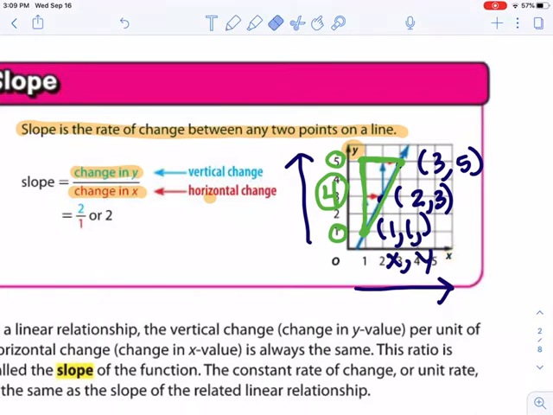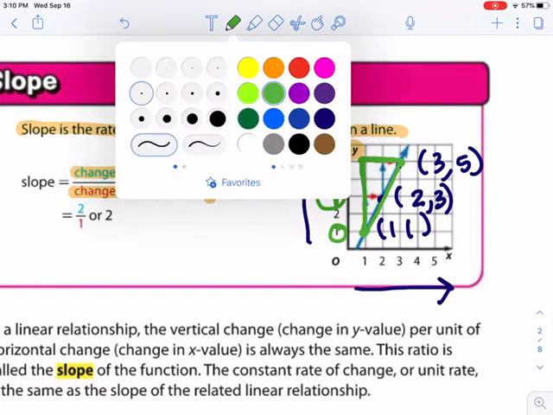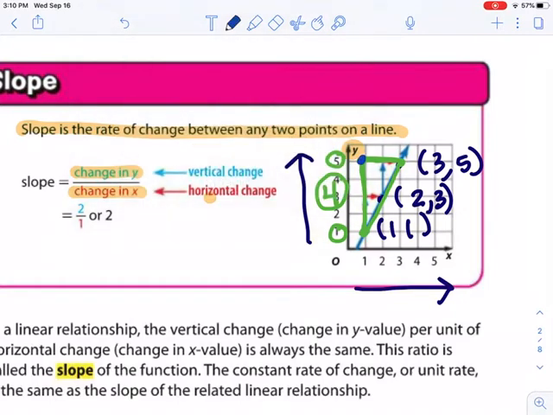Now, the next thing that I need to do, let me erase this so I clear it up. The next thing that I need to do is find the run. So the run is how far to the side is this line. So this line starts here at 1 and it ends at 3. So the run is how long is that line? So that is 2. Again, you can think of it as subtraction, 3 minus 1.